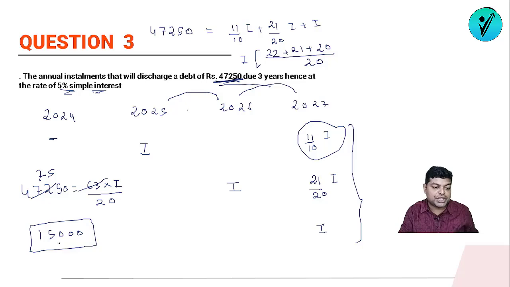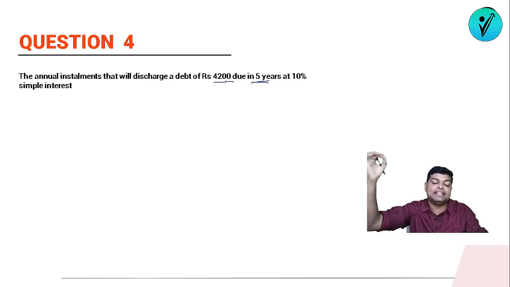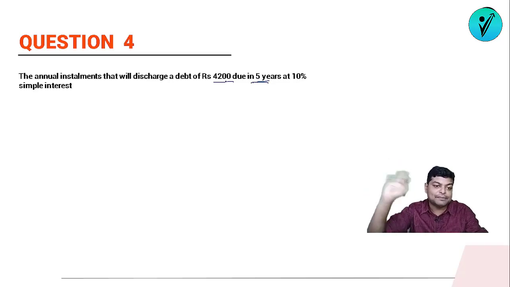Let's try one more question on simple interest. Question number 4, it says that the annual installment that will discharge a debt of ₹4200 due in 5 years. Okay, 4200 and it is due in 5 years. Again, the amount is given that has to be paid in the 5th year. It's not the principal again. The rate of interest is 10%.